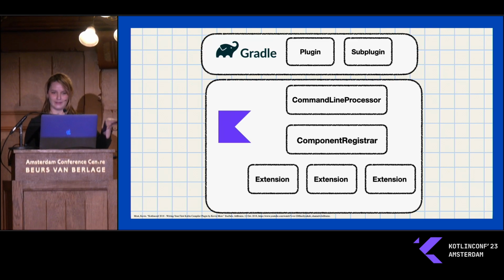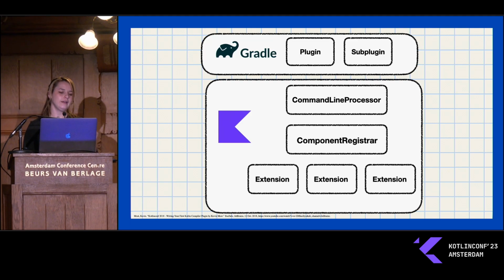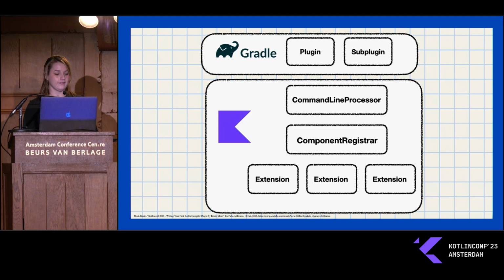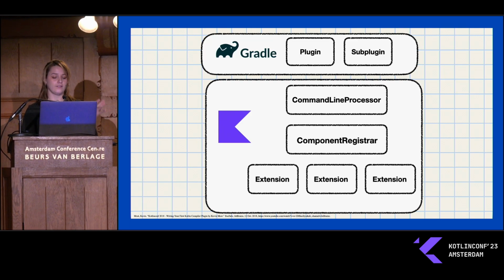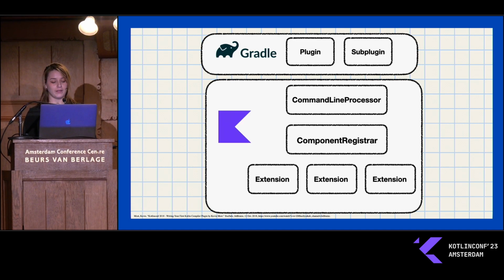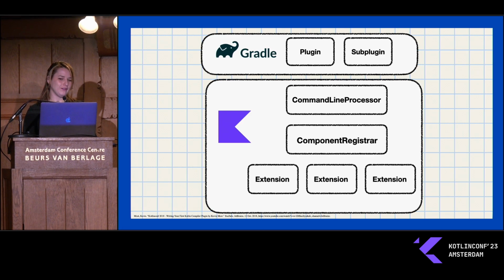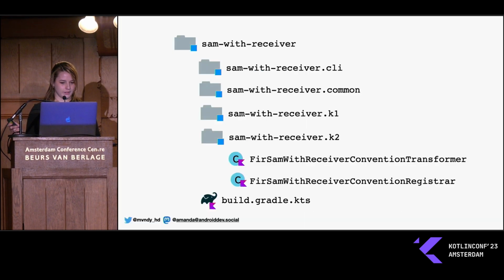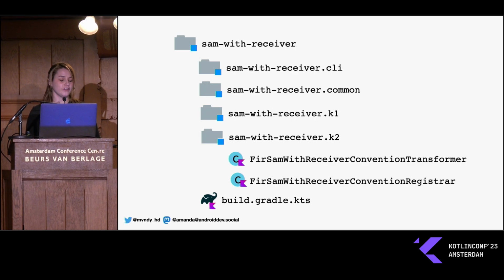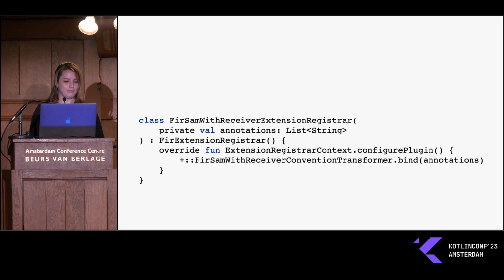And then you have the command line processor, the component registrar, and the extensions. Extensions are where you can extend phases of the Kotlin compiler and alter the default behavior within those extensions that you create. And those are what we are most interested in. Yeah, so you can see in the K2 that there's the FIR SAM with receiver convention registrar. We're going to take a look at that.